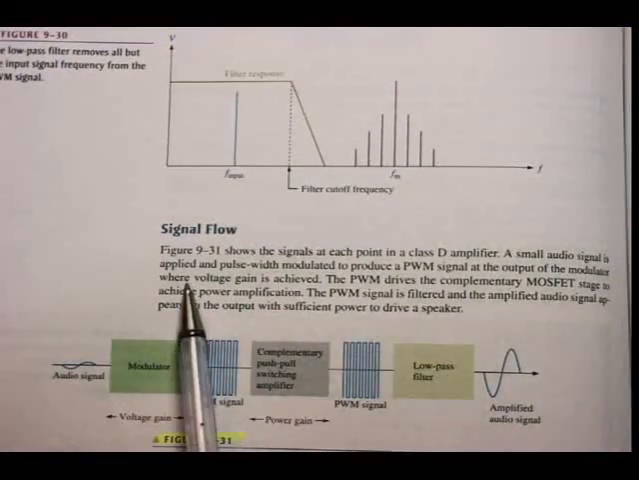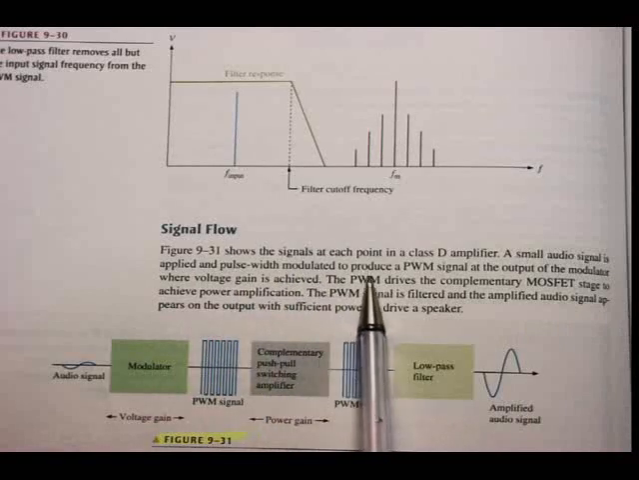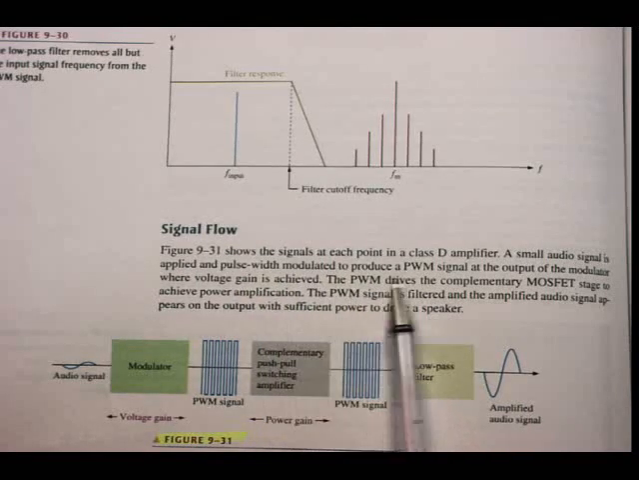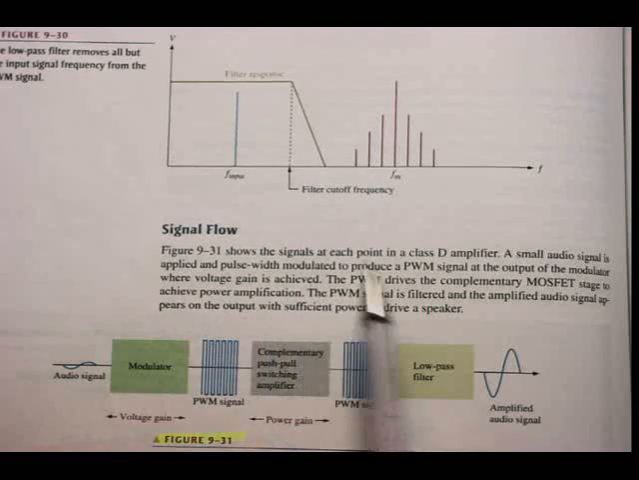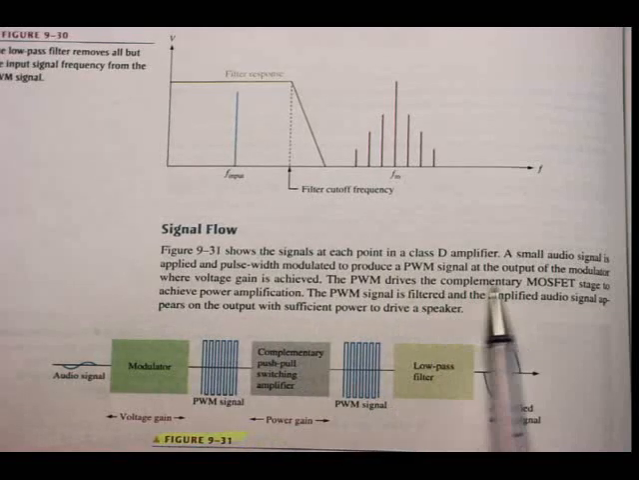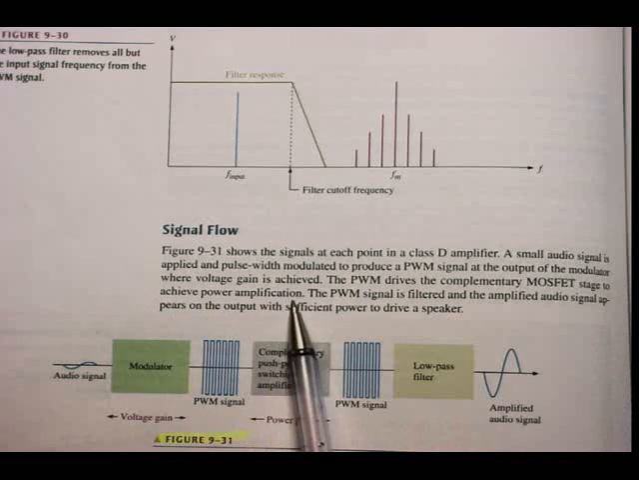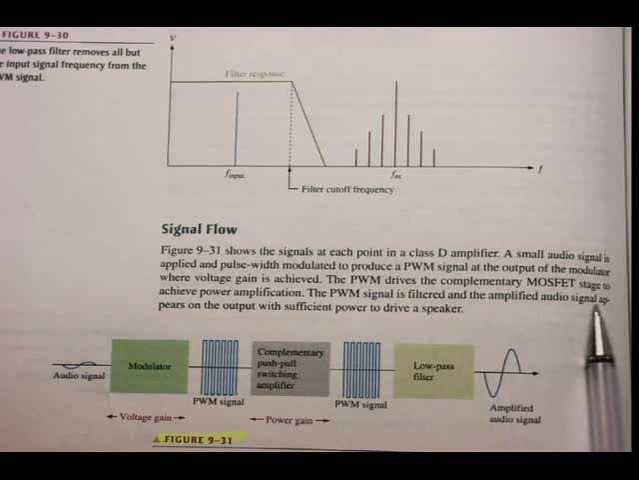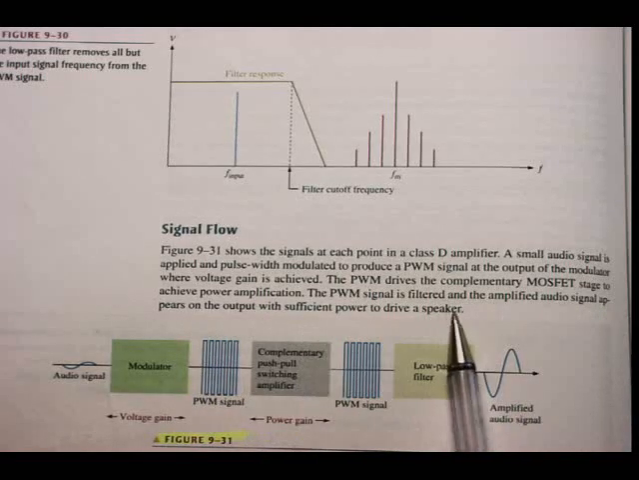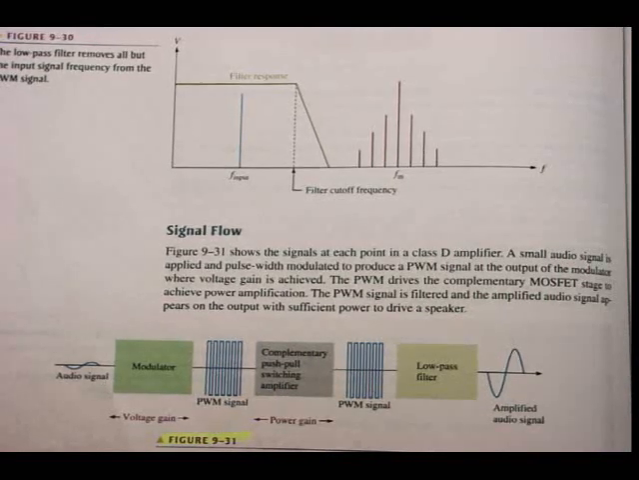A small audio signal is applied and pulse width modulated to produce a pulse width modulated signal at the output of the modulator, where the voltage gain is achieved. The pulse width modulator drives the complementary MOSFET stage to achieve power amplification, and the pulse width modulated signal is then filtered, and the amplified audio signal appears on the output with sufficient power to drive a speaker, as in figure 9.31. There we can see the whole thing.